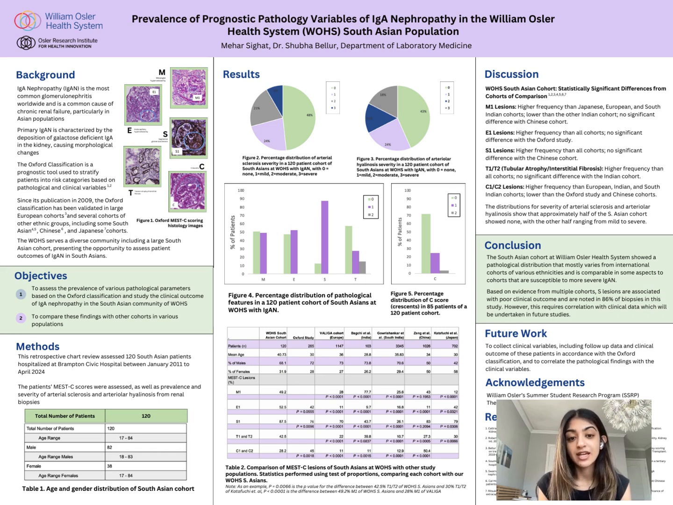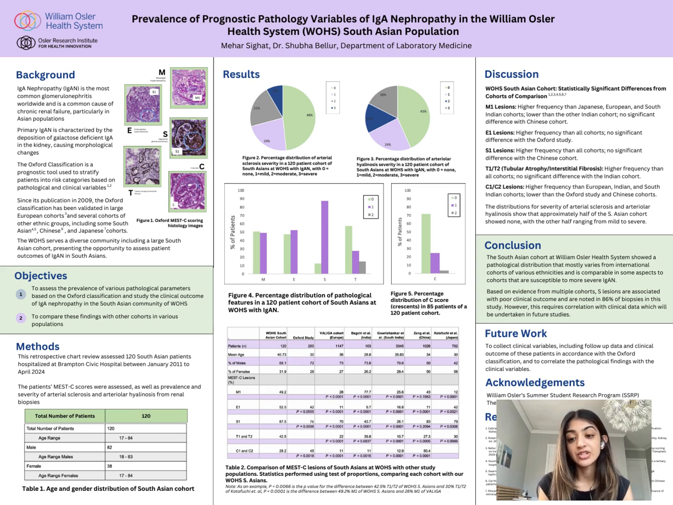The Oxford classification is an important part of understanding IgA nephropathy. It's a prognostic tool that was developed in order to group patients into risk categories based on their pathological and clinical variables. A patient is assigned a MES-C score based on an assessment of a number of factors in their renal biopsies, which can help predict the severity of the disease's progression in a number of different ways.